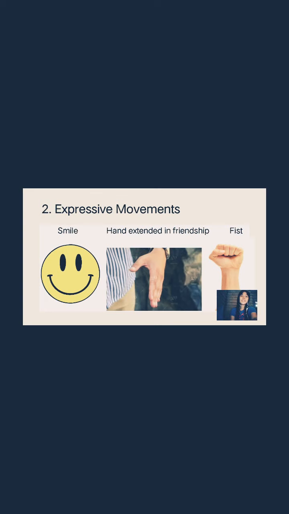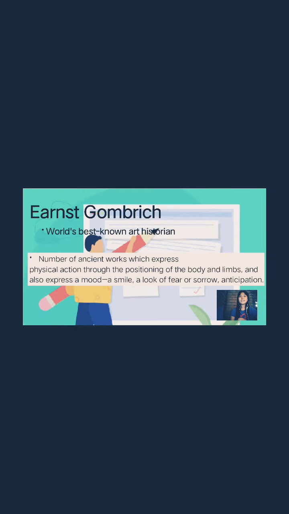These are the expressive movements. Then we have here Ernst Gombrich, one of the world's best known art historians. Gombrich described those expressive movements as the first obvious appeal to empathy in images, because that is what the audience is most likely to see first by looking at the image.